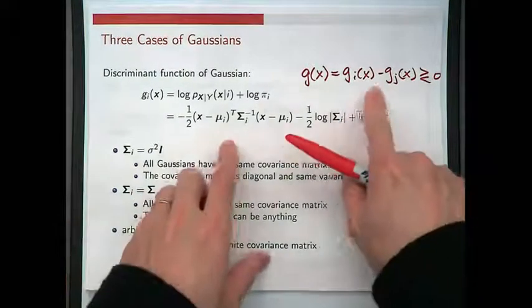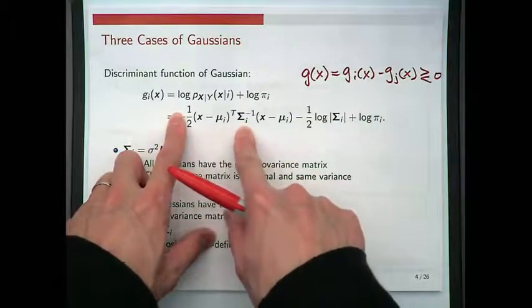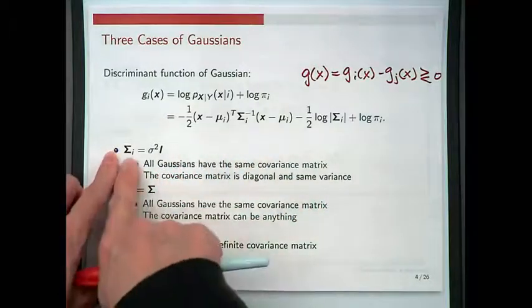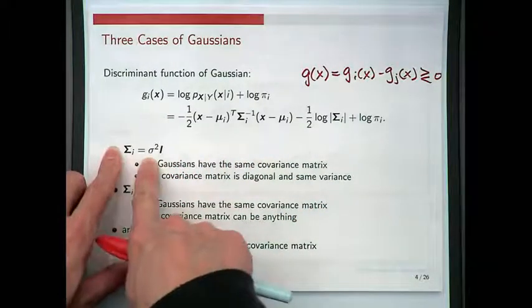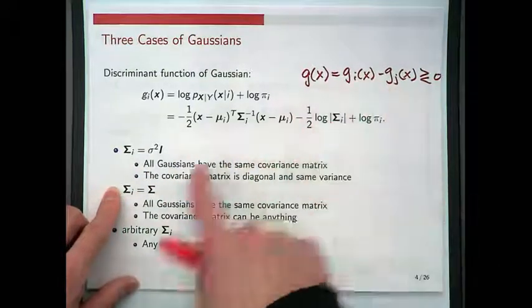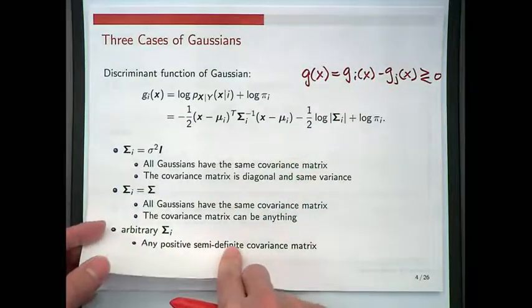Now, you look at this equation and realize that everything is determined by mu I and sigma I. And so we are going to look at the three cases where sigma I, the covariance matrix, is the identity matrix, or the two classes share the same covariance matrix, or the two classes have different covariance matrices.